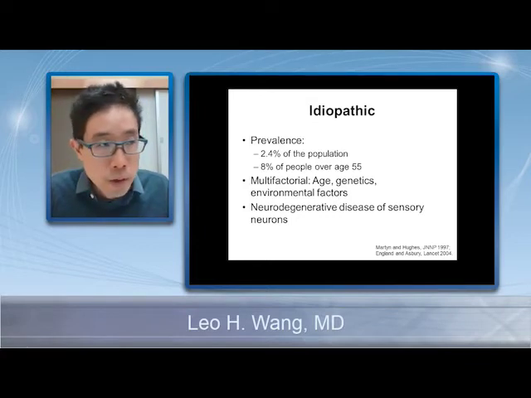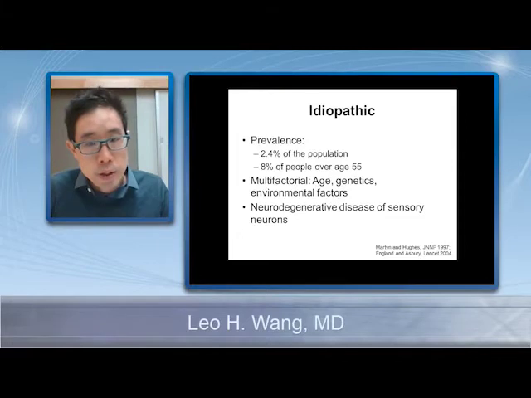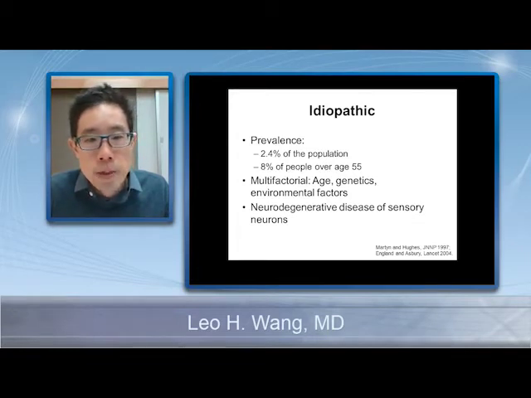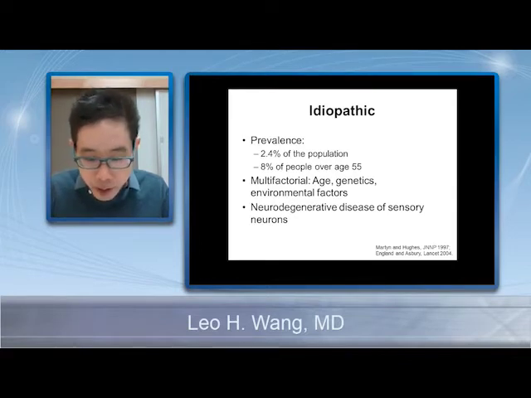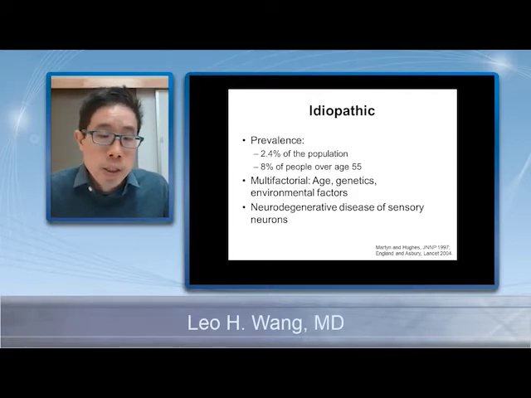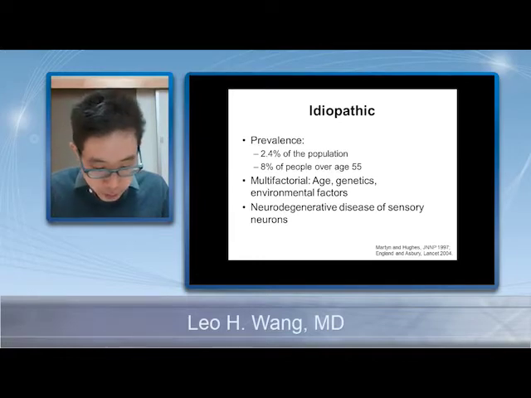Idiopathic neuropathies, or more specifically idiopathic sensory predominant neuropathies, have a pretty high prevalence. It affects about 2.4% of the population, 8% of patients above the age of 55. It's multifactorial in its cause, meaning that age, genetics, and environmental factors all contribute to this, and I will talk a little bit more about that. I'll also talk about how one should think of idiopathic sensory predominant peripheral neuropathy as the neurodegenerative disease of sensory neurons.